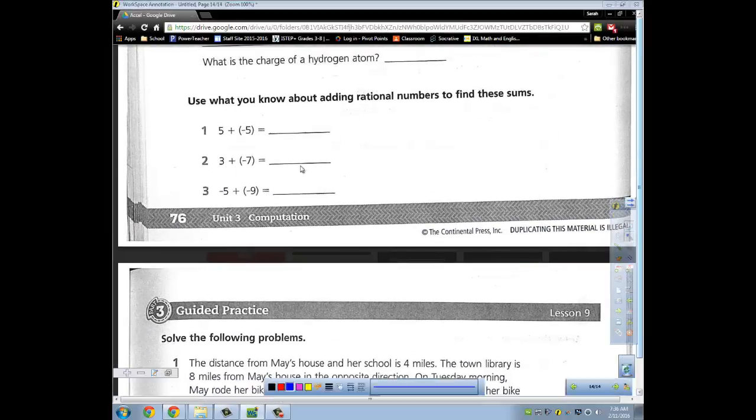Okay, last 3 questions on this page. Use what you know about adding rational numbers to find these sums. So 5 plus -5. So same number, different signs, so they're additive inverses, which we know is 0. 3 plus -7. So different signs, subtract. 7 minus 3 is 4. Keep the sign of the bigger number. So 7 was bigger, it was negative, so -4. Number 3, -5 plus -9. Same sign, add and keep. So 5 plus 9 is 14, and they told us to keep the sign. Sign is negative, so -14.